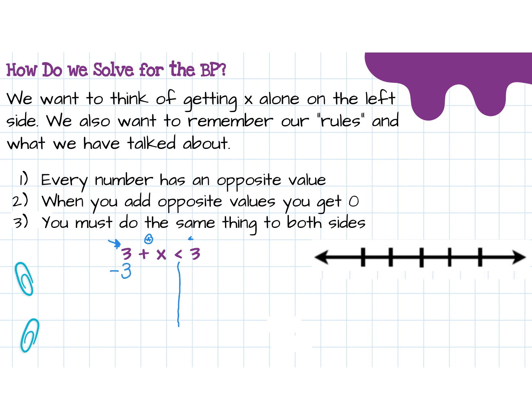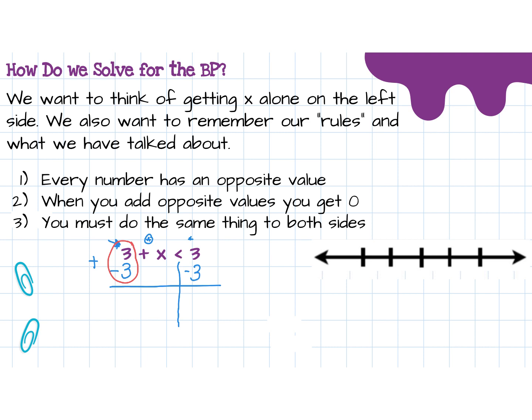Well, rule number 3 says you can do whatever you want on one side of our line, but you have to do it on the other. So if we did negative 3 on the left, we're going to go ahead and do negative 3 on the right. All right, so we're going to draw ourselves a line, and we're adding, right? Well, negative 3 plus 3, that is a 0 pair, right? That creates a 0 right there.